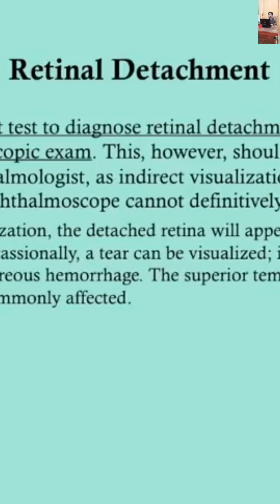On visualization, when you look at the retina, the detached portion will appear gray and cloudy. Sometimes you'll be able to visualize the tear, and in some cases there will be hemorrhage into the vitreous. The superior temporal quadrant is the most commonly affected, so that's where you're going to want to look first.